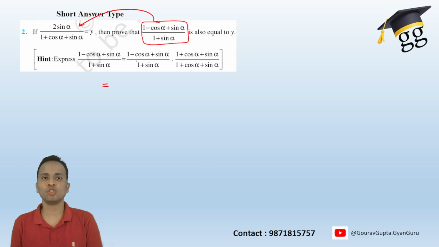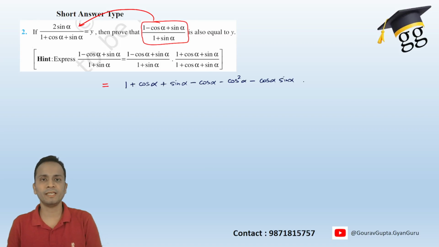I will multiply these two terms in the numerator. So the numerator terms we multiply, so it will be 1 plus cos alpha plus sin alpha minus cos alpha minus cos square alpha minus cos alpha sin alpha, then plus sin alpha plus sin alpha cos alpha plus sin square alpha.